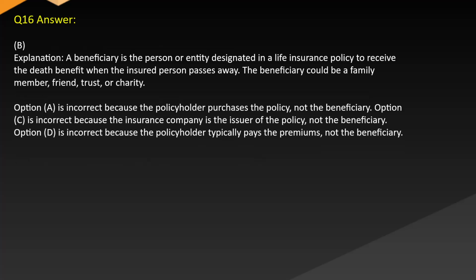Answer B. Explanation. A beneficiary is the person or entity designated in a life insurance policy to receive the death benefit when the insured person passes away. The beneficiary could be a family member, friend, trust, or charity. Option A is incorrect because the policyholder purchases the policy, not the beneficiary. Option C is incorrect because the insurance company is the issuer of the policy, not the beneficiary. Option D is incorrect because the policyholder typically pays the premiums, not the beneficiary.